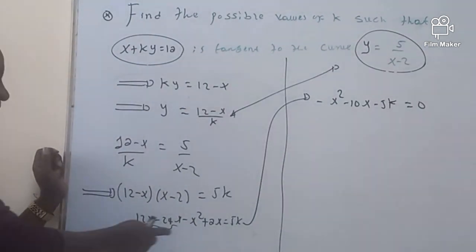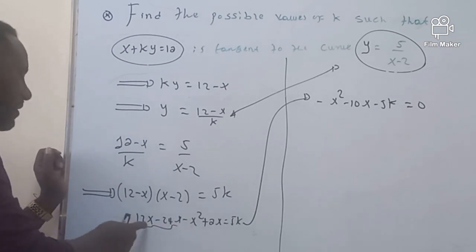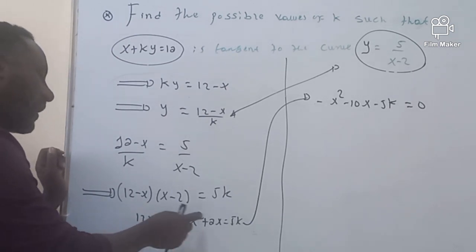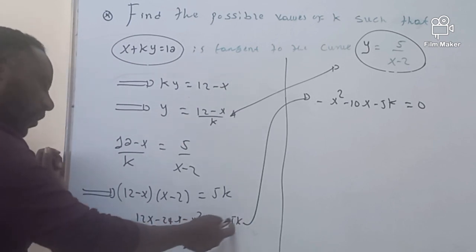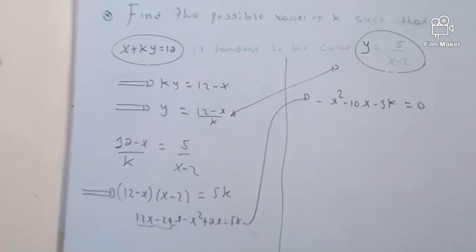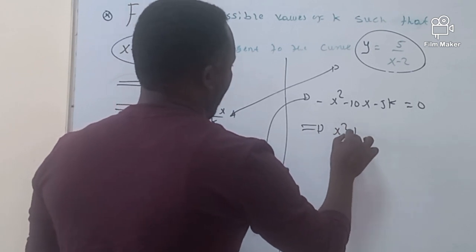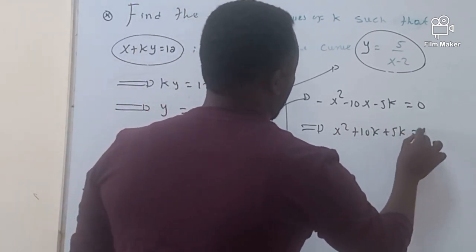So look at this. Rearranging this problem: minus x squared, then negative 12x plus 2x, that's negative 10x, and when you bring the 5k to the left, we have this. Now you can divide both sides by negative 1, so this implies that x squared plus 10x plus 5k equals 0.